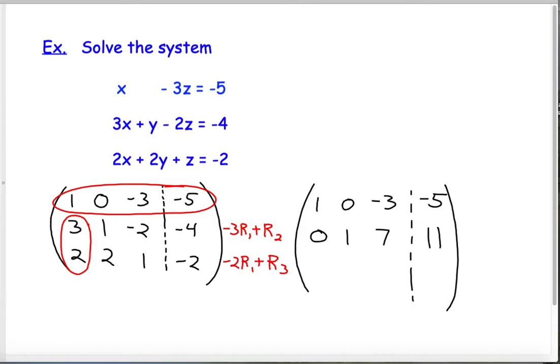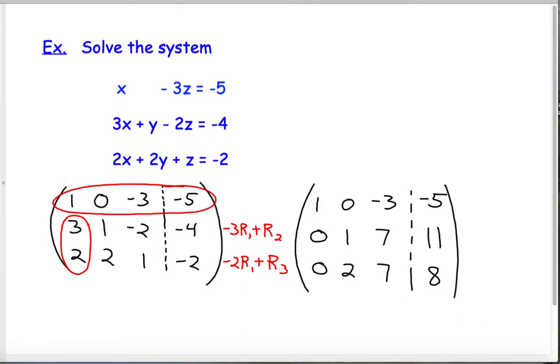And so when I do that, I'm going to get negative 2 times 1 plus 2, which is 0. And then negative 2 times 0 plus 2 is 2. And then negative 2 times negative 3 is 6 plus 1 is 7. And then negative 2 times negative 5 is 10 minus 2 is 8.